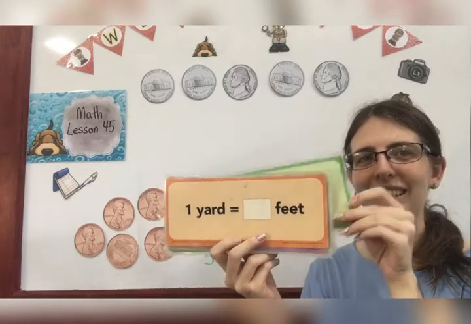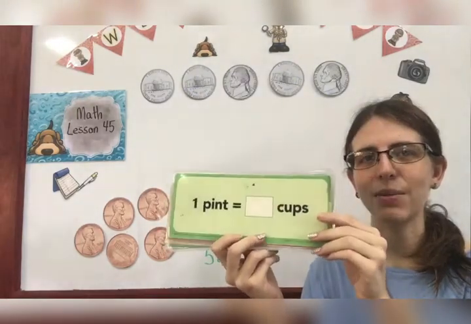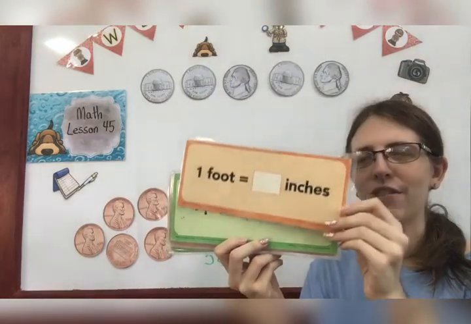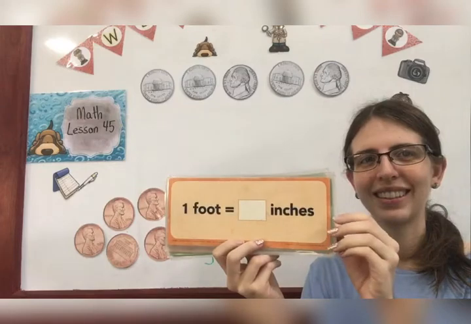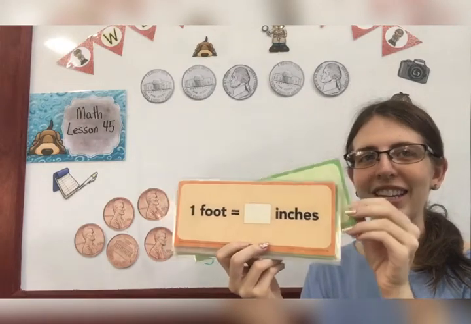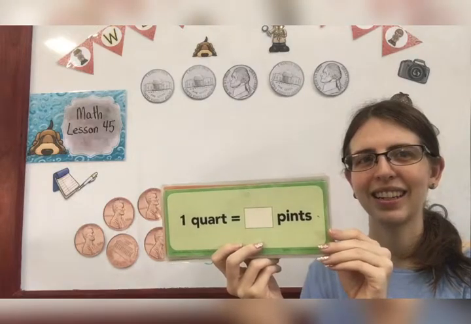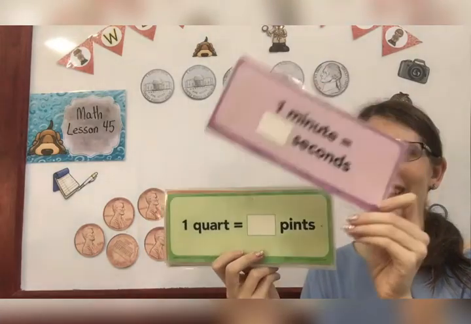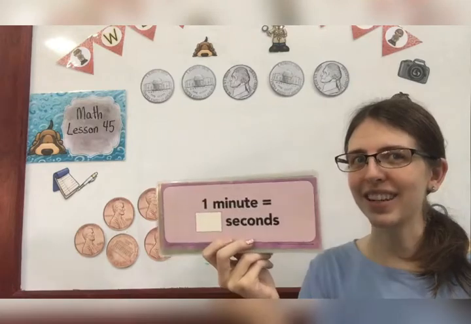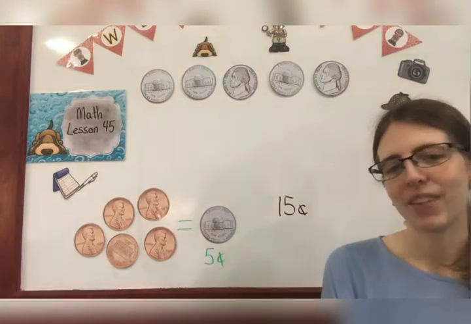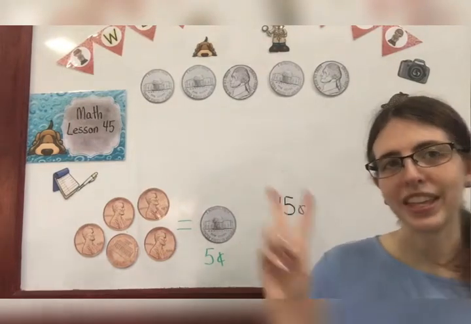1 yard equals 3 feet. 1 pint equals 2 cups. 1 foot equals 12 inches. 1 quart equals 2 pints. And back to the beginning, 1 minute equals 60 seconds. Nicely done. Today's lesson, we have 2 things that we're learning.